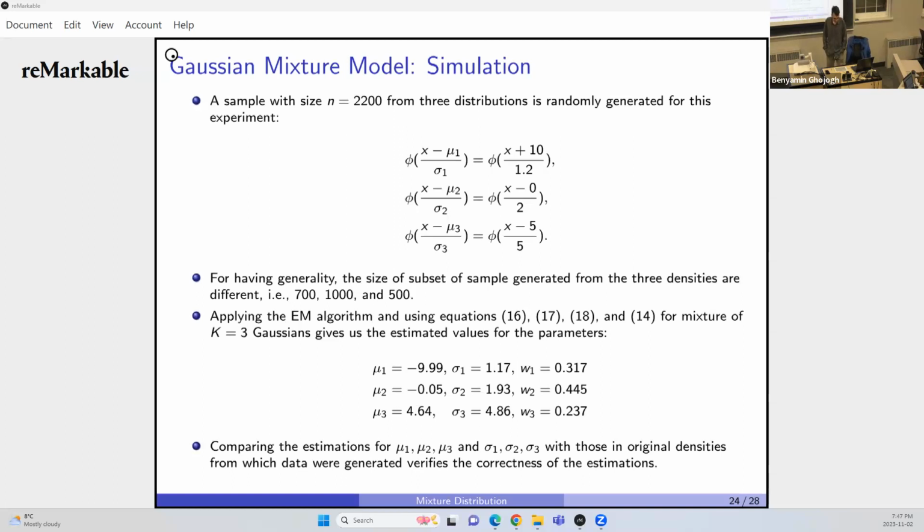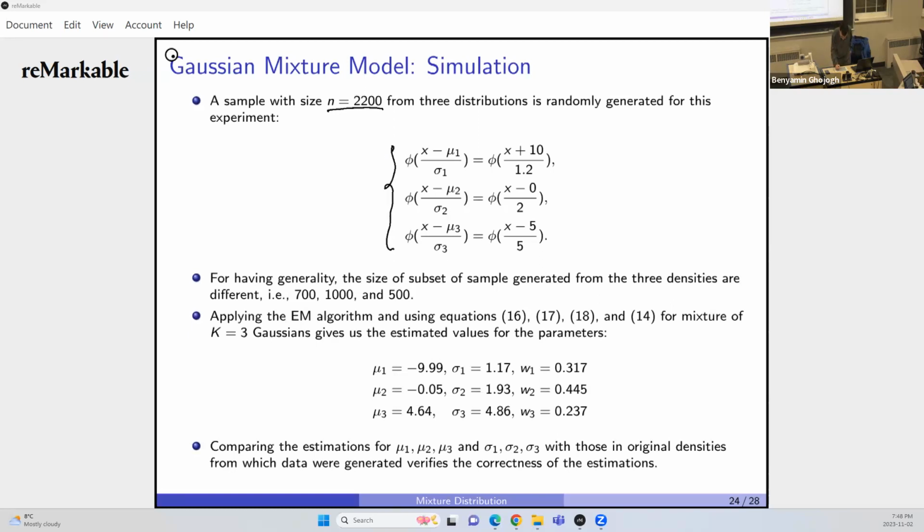So a sample with size n equals, by the way, I wrote this simulation in R because that course was in the Department of Statistics and the statisticians love R. They don't like Python. And if you go to my GitHub, the code of this paper is in R. So a sample with size n equals 2,200 from 3 univariate Gaussian distributions is generated like this.